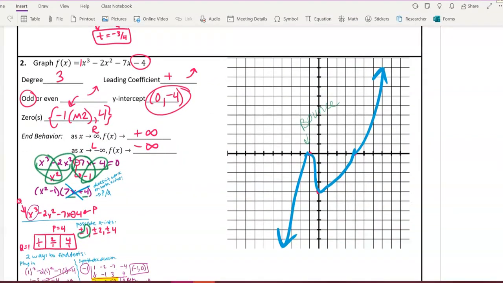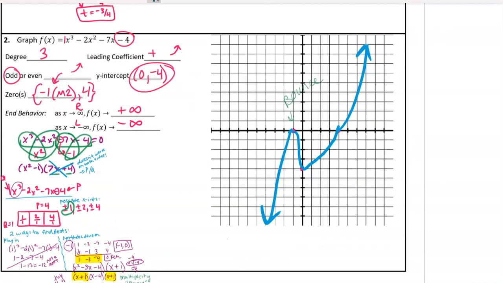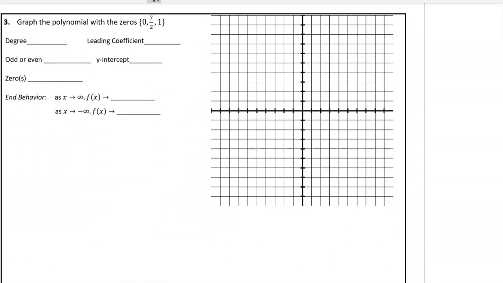All right. Let's go ahead and move on to number 3. 2 more, we're almost done. All right, here we're given zeros. So when we're given zeros, we can go ahead and plot them. We have 0, 7 over 2, which is 2.5, and 1.